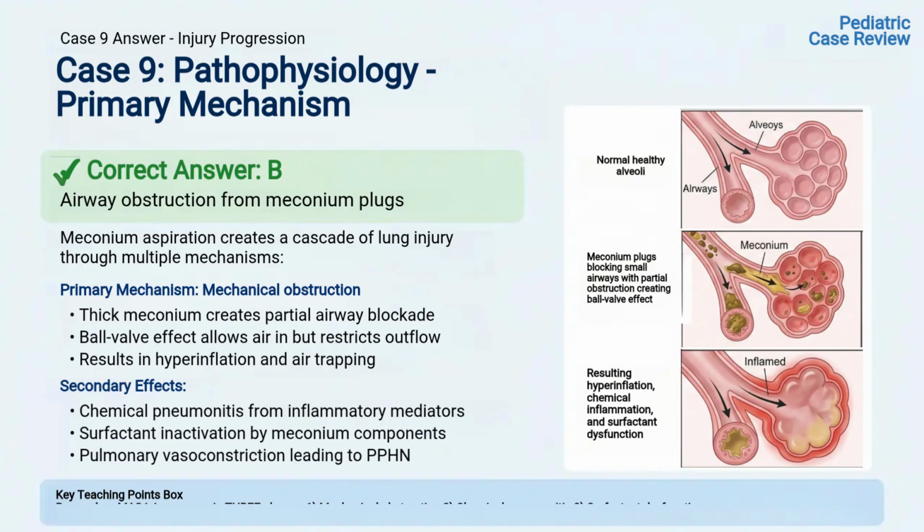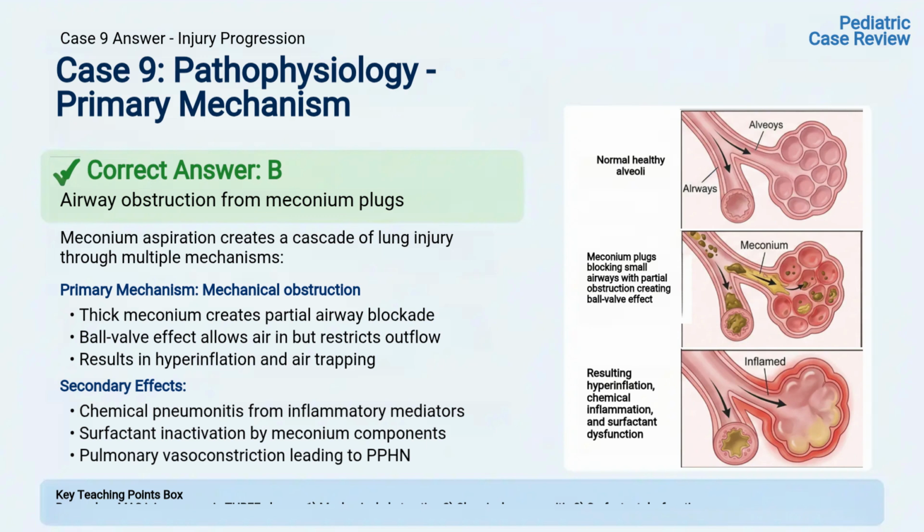The correct answer is Option B. Airway obstruction from meconium plugs. Meconium aspiration creates a cascade of lung injury through multiple mechanisms. The primary mechanism is mechanical obstruction. Thick meconium creates partial airway blockade. The ball valve effect allows air in but restricts outflow, and this results in hyperinflation and air trapping.